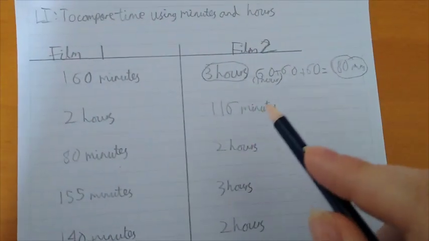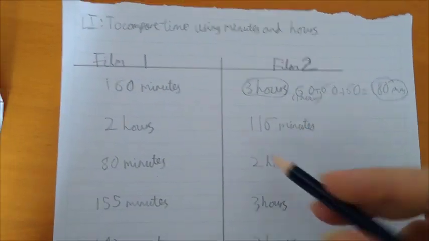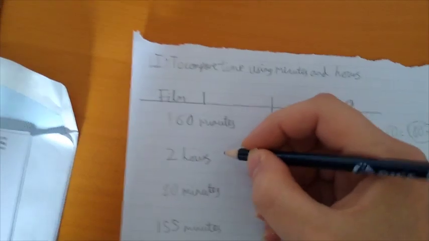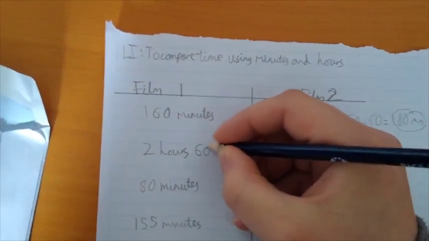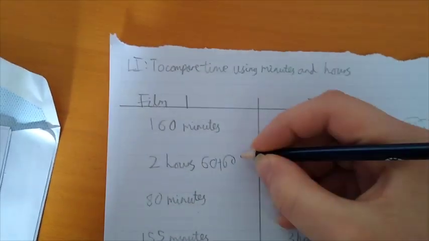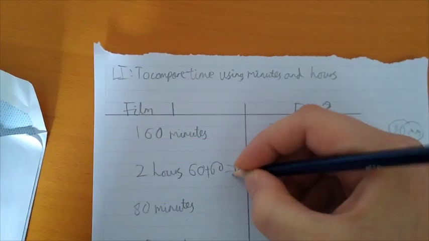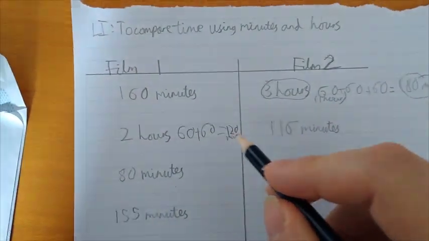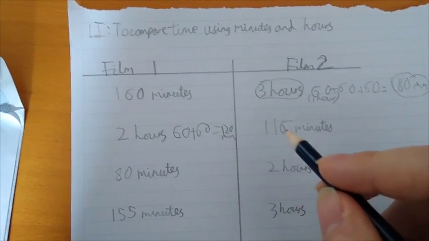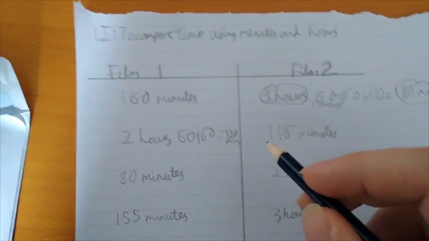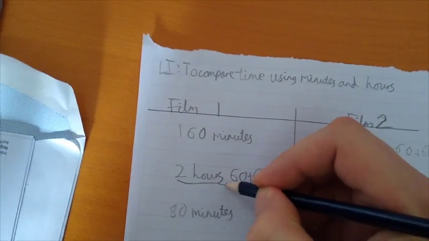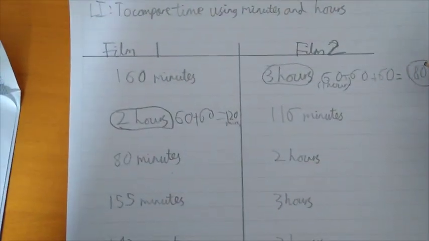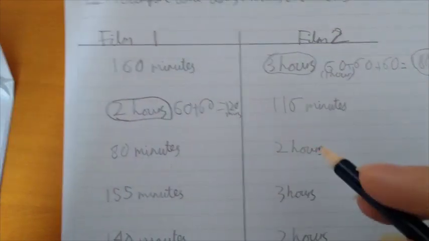So we have 2 hours and 116 minutes. For 2 hours, we have to add 2 groups of 60, which equals 120 minutes. So 120 minutes is more than 116 minutes. So 2 hours is the longer running time. I'm circling the longer running time. Then we have 80 minutes and 2 hours.